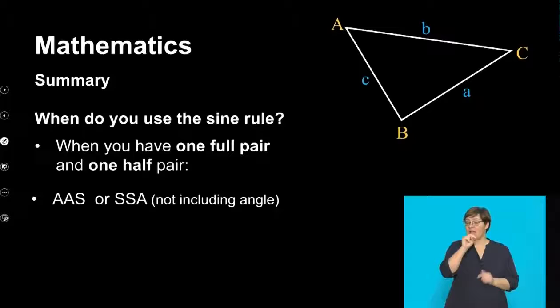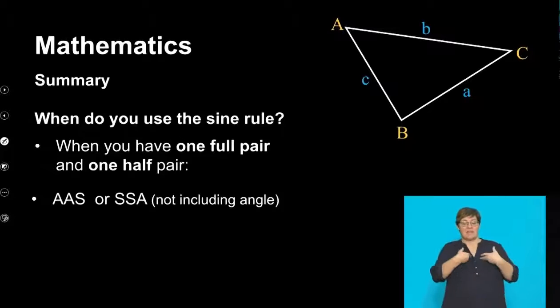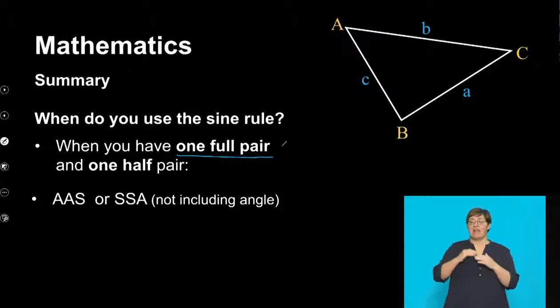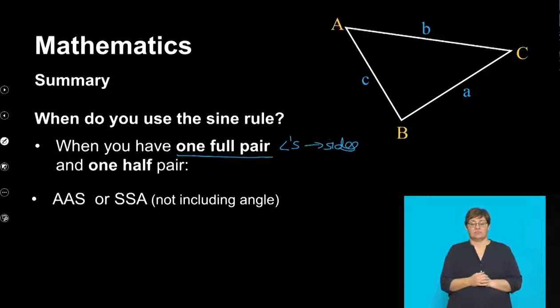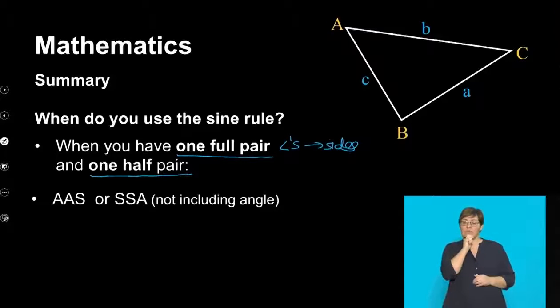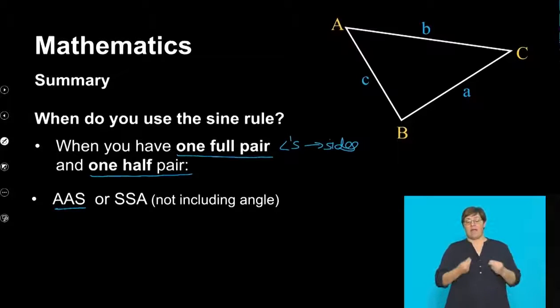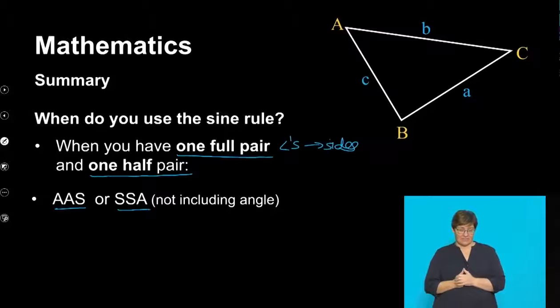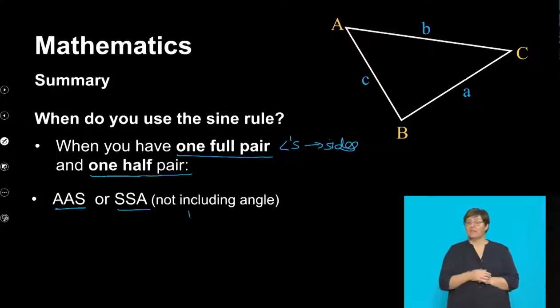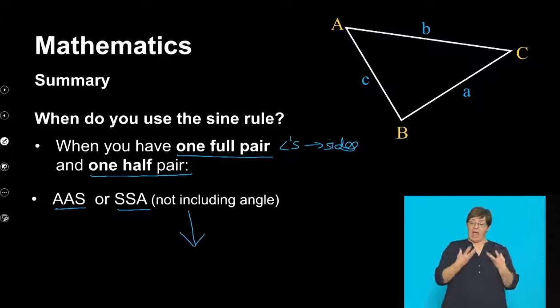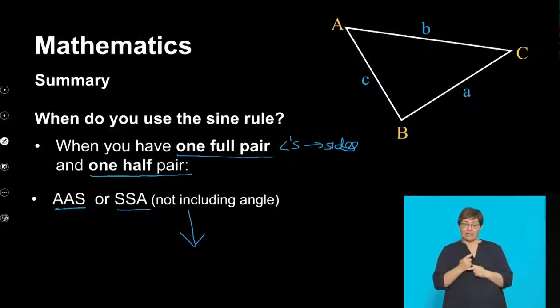When do we use the sine rule? We use the sine rule when we're given one full pair, in other words, a set of angles and the matching side across it, and when we have one half pair. In other words, we can use the sine rule either when we have angle, angle, side, or when we have side, side, angle. But remember, we don't use the sine rule if we have the including angle. So the sine rule is used when we have side, side, angle, when not the including angle is given.